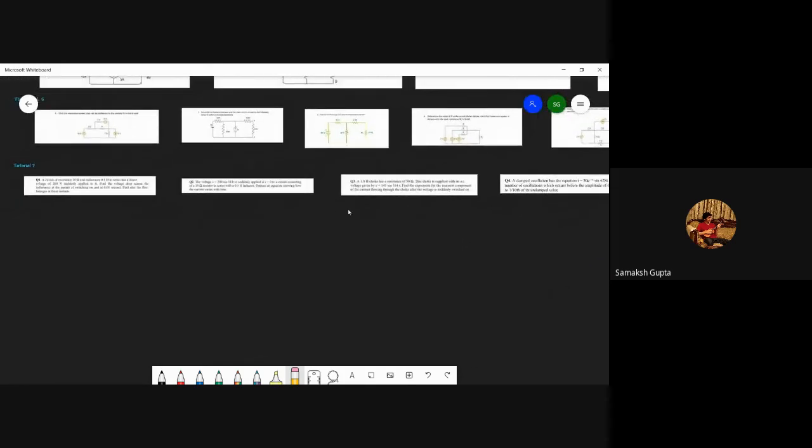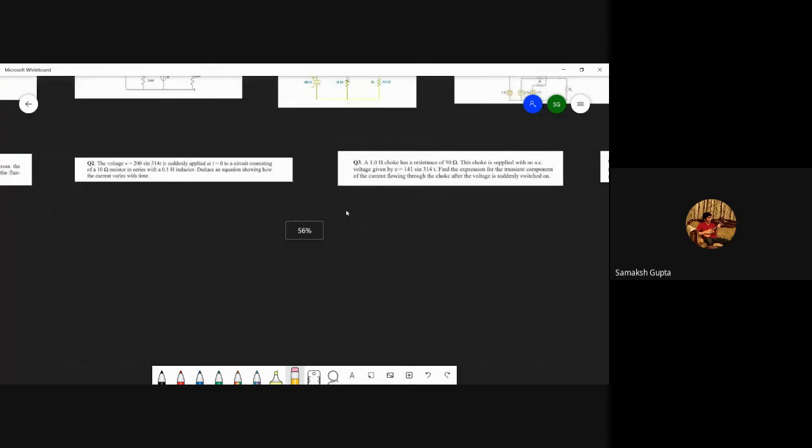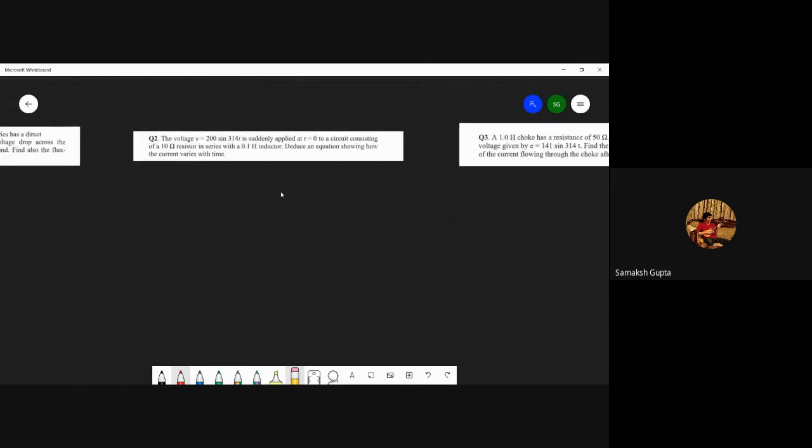Okay, so let's go to the second question. What we have is an AC source, a resistor, and an inductor. The source is 200 sine 314t, the resistor is 10 ohms, and the inductor is 0.1 Henry. Now it has been given that the voltage has been suddenly applied at t equal to 0. This means that the switch is closed at t equal to 0.